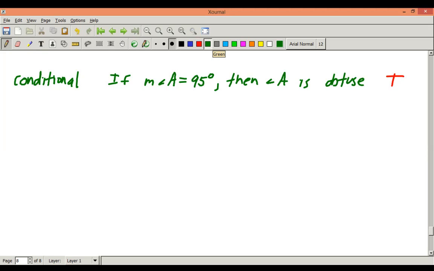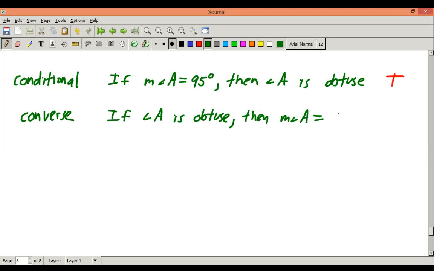Okay, let's write the converse of that. So the converse, remember, is when you just switch the hypothesis and conclusion. If angle A is obtuse, then the measure of angle A equals 95 degrees. That's false. Because I can find an obtuse angle that's not 95, namely 96. So the conditional is true, but its converse is false.